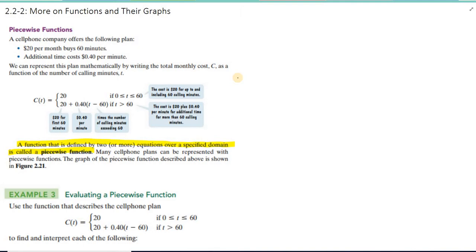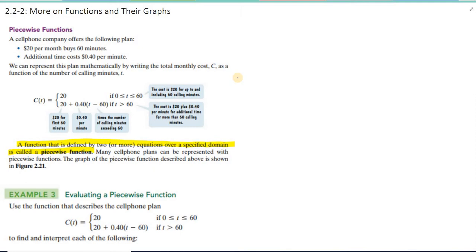Hello guys, today we're going to finish 2.2, more on functions and their graphs. So we're going to study piecewise functions. A function that is defined by two or more equations over a specified domain is called a piecewise function. You can pause this video and read this example and see when we're going to use piecewise functions.